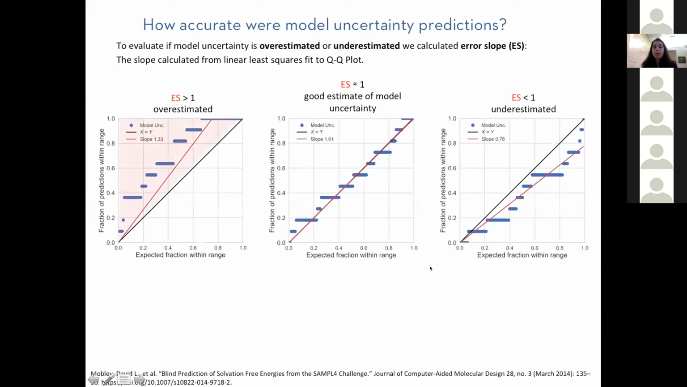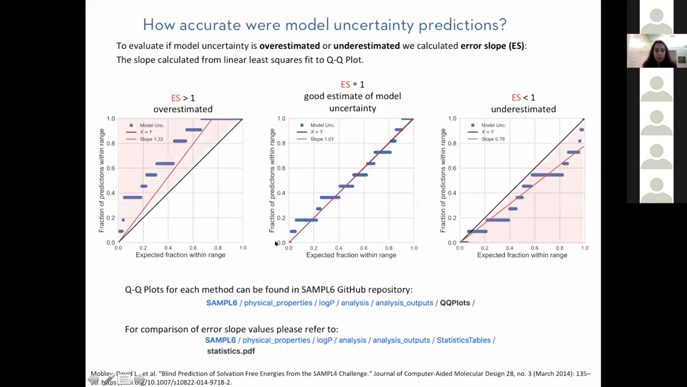If a participant underestimated on average the model uncertainty of their method, the fraction of prediction errors that fall within the model uncertainty that they reported will be less than what a normal distribution will have. Therefore, you will have a slope that is less than 1. So this quantity we will be calling error slope, which is also being used in SAMPL4 and SAMPL6 challenges.